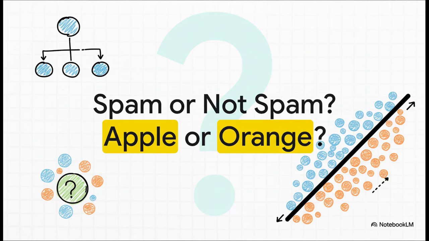I mean, think about it. Every single day, we're relying on machines to make these calls for us. Is this email important or is it spam? Is that thing in the picture an apple or an orange? This fundamental task, this sorting of items into groups we've already defined, well, in machine learning, that's called classification.